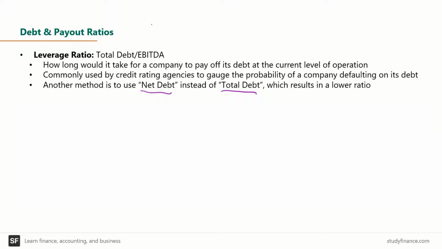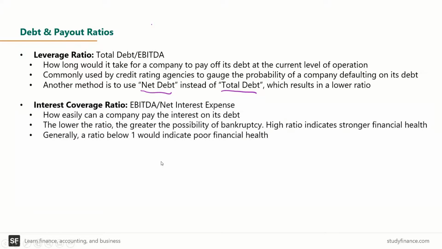Interest coverage ratio is calculated by dividing net interest expense by EBITDA. It measures how easily a company can pay interest on its debt. So as you can imagine, a higher ratio would indicate a stronger company in terms of financial health, and generally a ratio below 1 would indicate poor financial health.